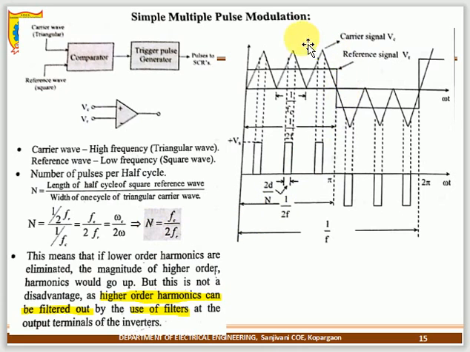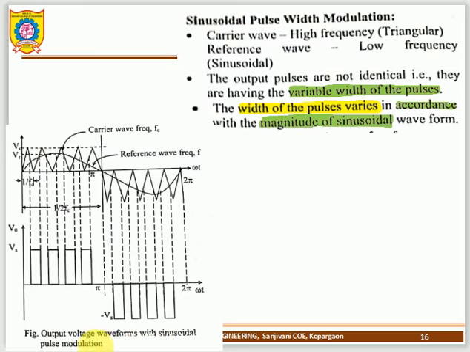If I increase the number of triangles, more pulses are created. If I reduce the number of triangles and use only one triangle, I get only two touching points. That is how pulse width modulation is developed. Look at this waveform: more triangles are used, so it touches and compares with the sinusoidal waveform, and the pulses are developed.